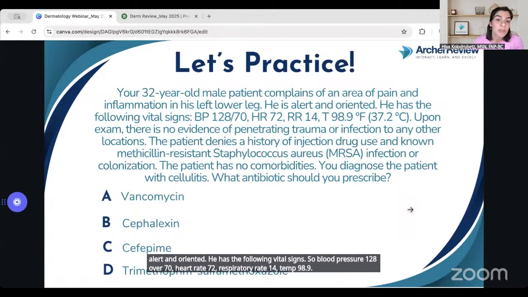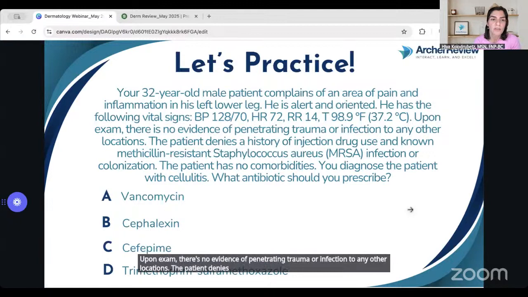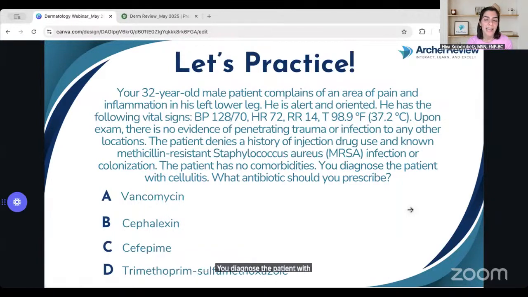Upon exam, there's no evidence of penetrating trauma or infection to any other locations. The patient denies a history of injection drug use and known MRSA infection or colonization. The patient has no comorbidities. You diagnose the patient with cellulitis. What antibiotic should you prescribe? A, B, C, or D?